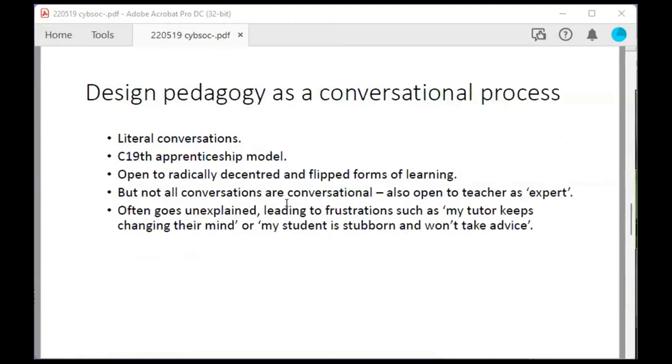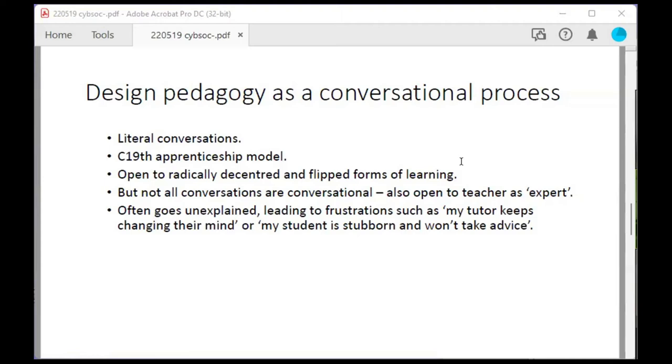Now to just flip to design teaching and learning, design pedagogy. Design pedagogy often revolves around very literal conversations, often one-to-one or small groups. It rarely moves successfully into a standard lecture format. It's very much a 19th century model of apprenticeship. That's what its origins are. It didn't really undergo the changes that happened in the 20th century to education. For that reason, it has a particularly interesting character, and often it's an interesting paradigm for different modes of teaching and learning. It's very open to very decentered forms of teaching and learning, which are not really about the teacher.